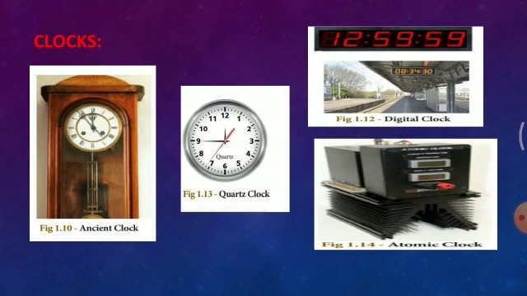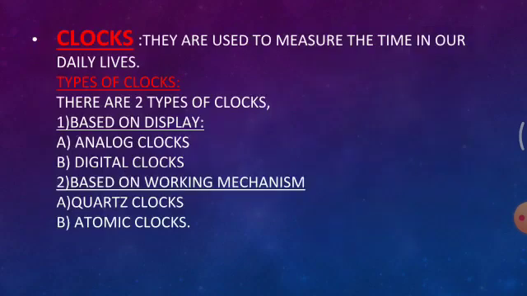The first one is the ancient clock. It is somewhat the oldest clock, but still we can see this kind of clock in some places. And the quartz clock. This is the normal classic clock which is present in our houses. And digital clocks. Whenever you go to any railway station or bus station, the time is displayed with digits. These three clocks are more familiar to us. And the last one is the atomic clock. This is not familiar to us. Let us discuss the clocks.